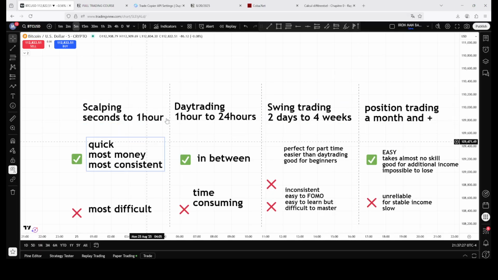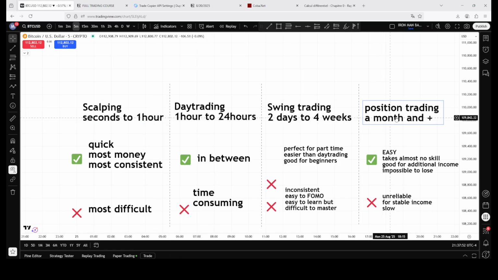So at the smallest scale, we have the scalpers. So scalping, as it's said in the name, is taking small bits of the market, small percentages, in a very short amount of time. So from seconds to an hour. By the way, guys, those times, they're not necessarily 100% accurate. They're just here as an estimate, right?